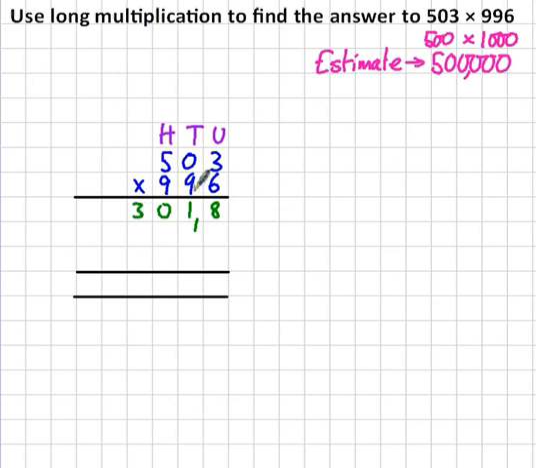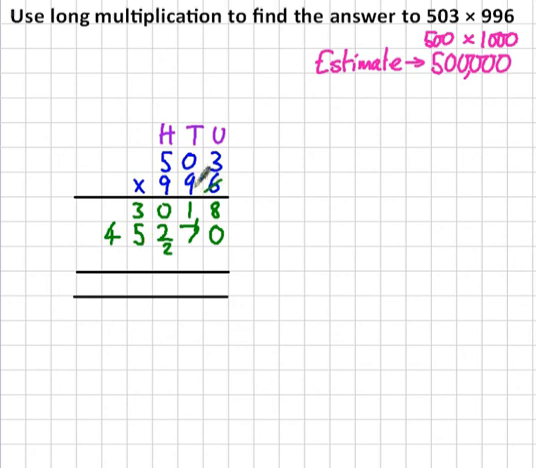Okay, we're multiplying something now in the tens column, so it's going to end in a 0. 9 times 3 is 27. 9 times 0 is 0, plus the 2 that I'm carrying is 2. 9 times 5 is 45.